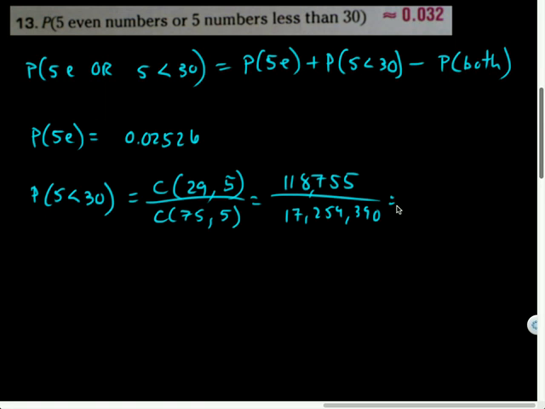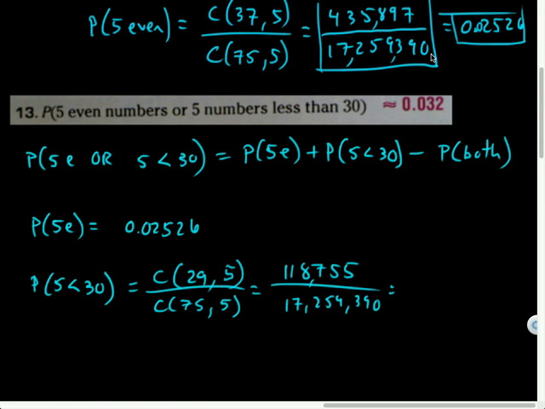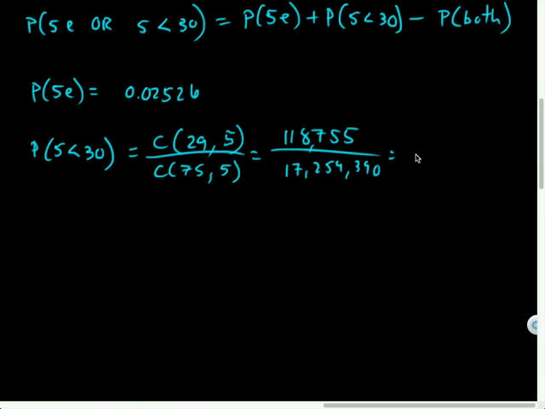Let's see, is that a 4 or a 9? It looks like 9s. 9390. I got 0.00688. Let's see, hopefully I did that right. 117259390. Yeah, all right. And now we've got to find the probability of both.